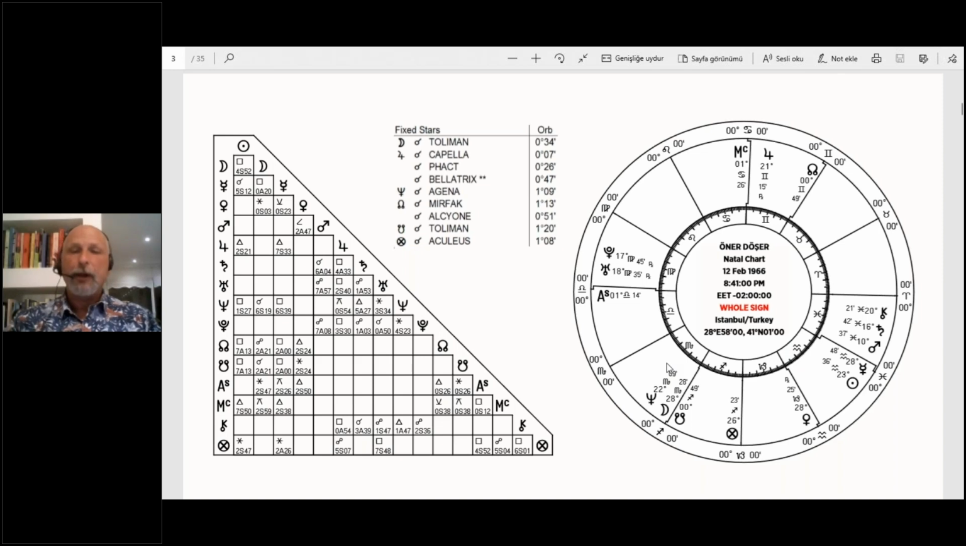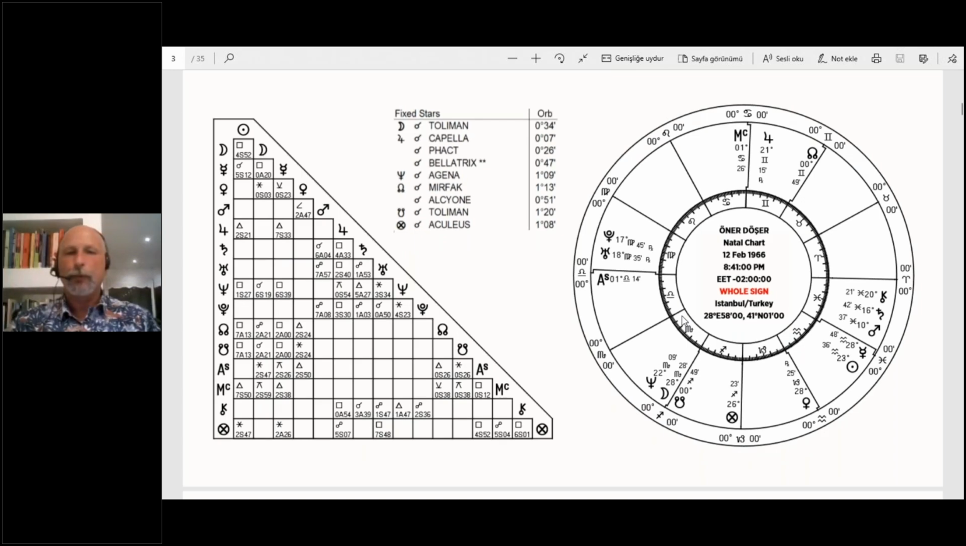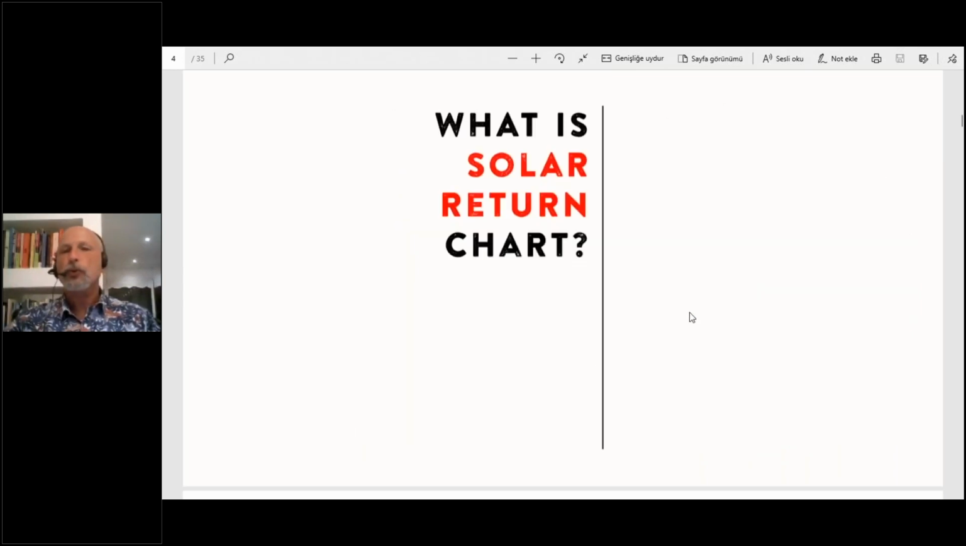And I'm using the 5-degree rule if a planet is close to a house cusp, which you will see a bit later in some of the solar return charts. So let's start to take some information about what a solar return chart is.